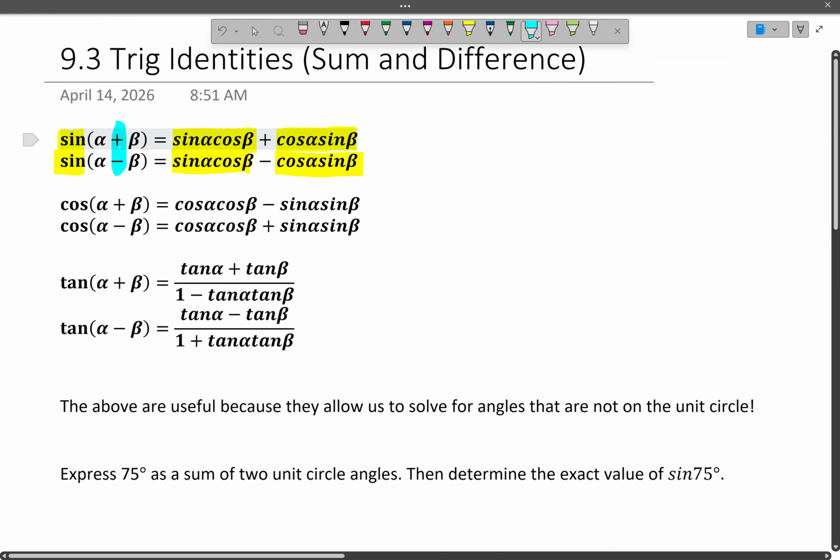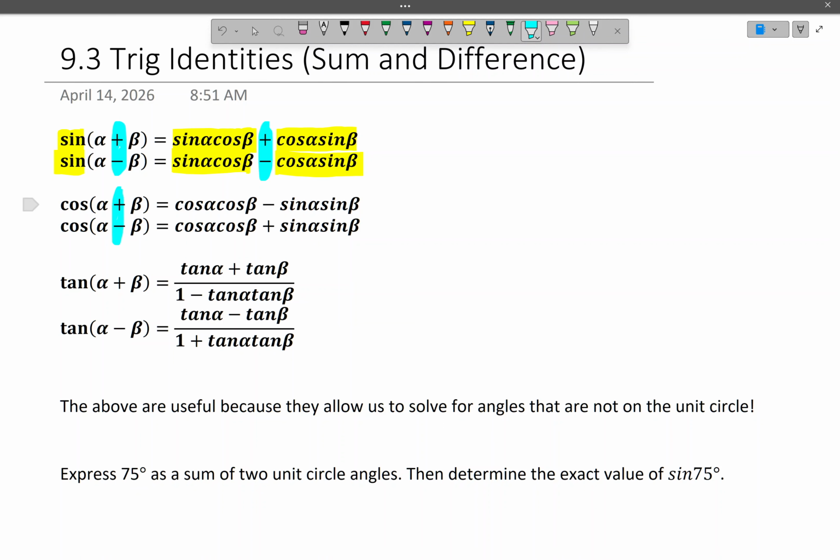And then what changes is the positive and negative symbol. You can see that that's actually true for all of them, that it flips. But with sine, it stays positive. If it was positive, it stays positive. If it was negative, it stays negative. With cos, it was positive, it flips to negative. It was negative, it flips to positive. But again, everything else in the statement stays the same.